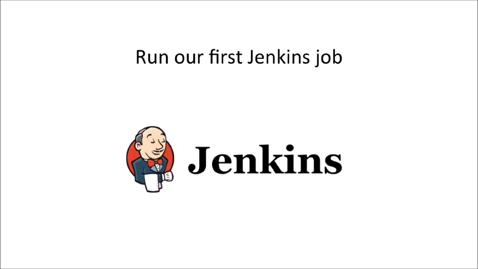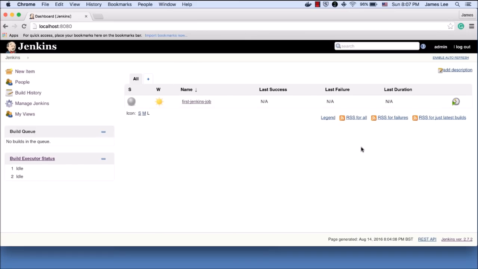Hello, and welcome back. In this lecture, we're going to build our first Jenkins job, which we created in the previous lecture, and inspect the results. Now, we're at the landing page of Jenkins. On the right side of the landing page, under an All tab, Jenkins lists all jobs that we have created in our Jenkins interface. We have only created one job so far.